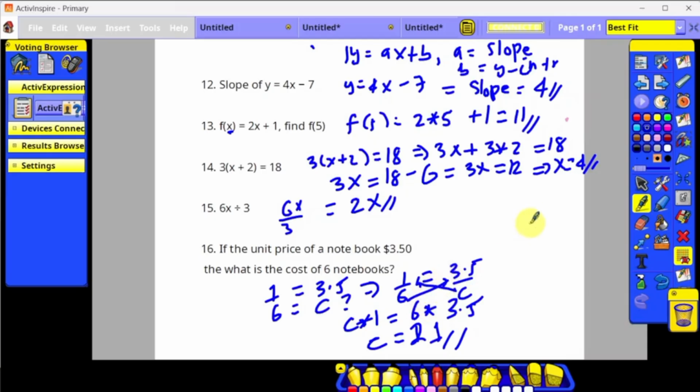Or you can multiply like this: 3.5 times 6. 6 times 5 is 30, put 0 and carry 3. 6 times 3 is 18. 18 plus 3 is 21. So we have 1 decimal point. Count 1 decimal point from the right and put the point here. So 21 is the answer.